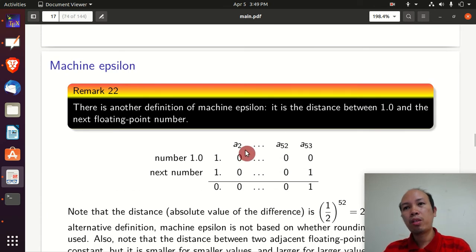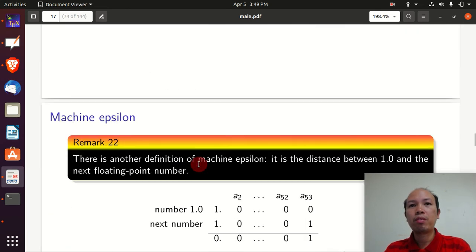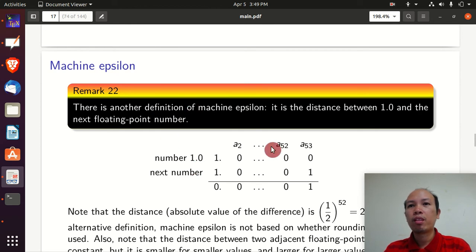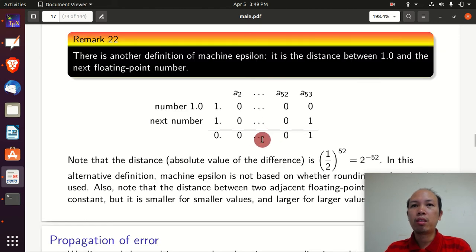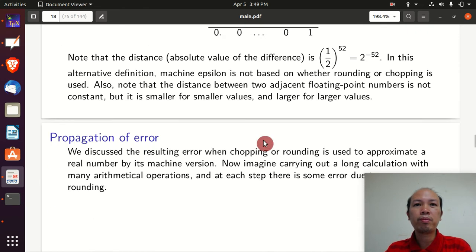So maybe I'm going to ask you a question: if the type of the operating system you are using is 32, so what is the machine epsilon for an 8-bit computer, for a 16-bit computer, or for a 128-bit computer? So I'm going to ask that in the El Paso.